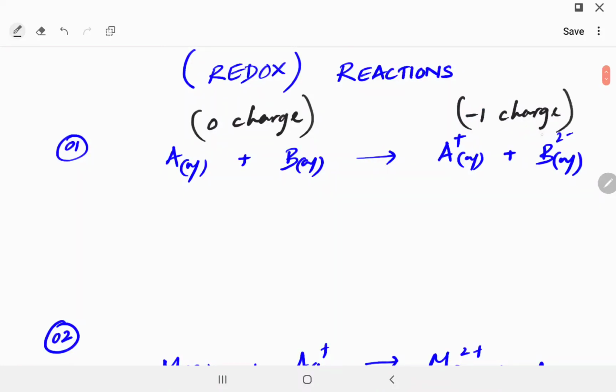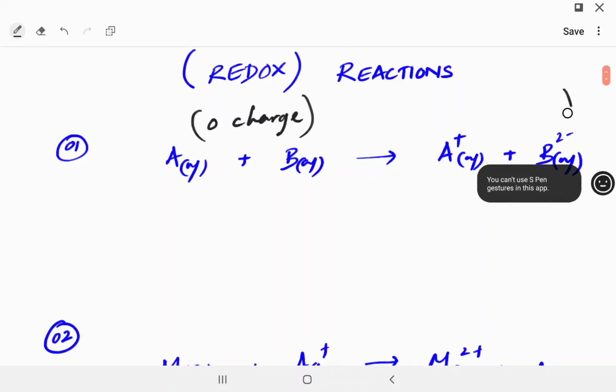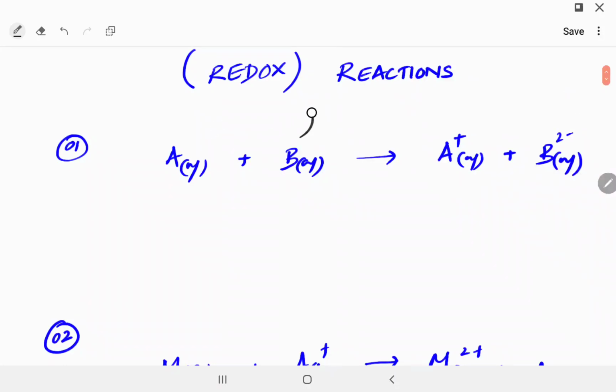So in the reactant side, you have a zero charge. On the product side, you have -1 charge. So the charges on both sides are not balanced. So therefore, this reaction is not balanced. You can't just say that this is balanced because you have one A on both sides and one B on both sides. No, the charges are not balanced. So we have to balance this reaction.